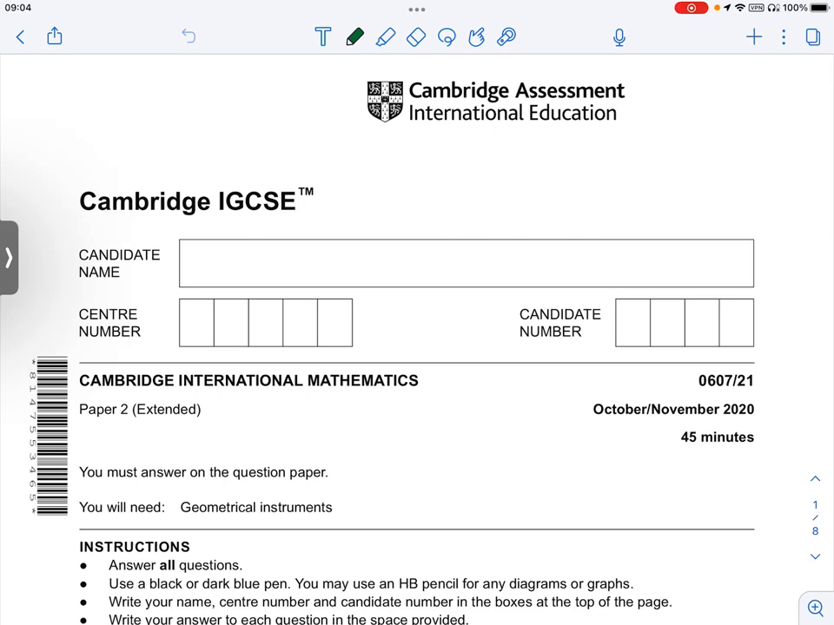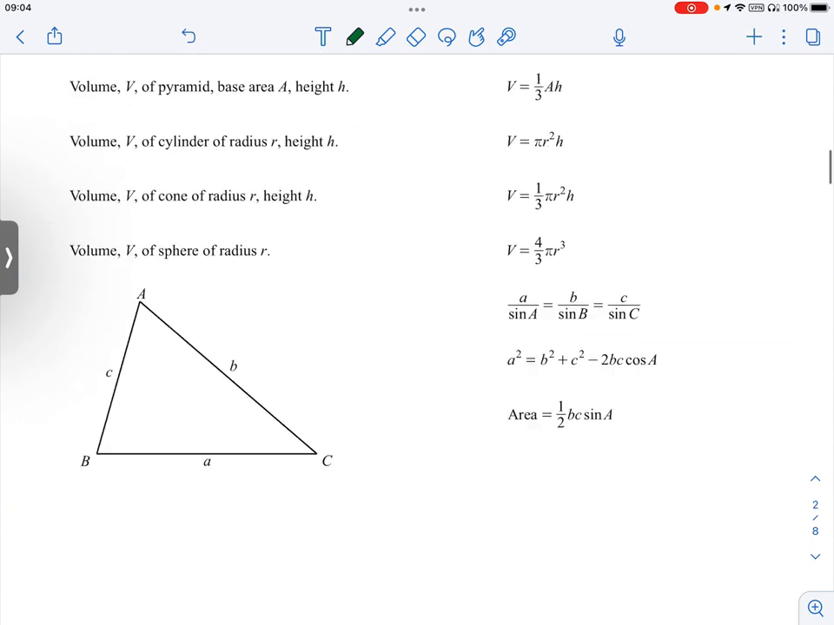So welcome, this is Cambridge CAIE 0607, paper 21, October/November 2020, paper 2.